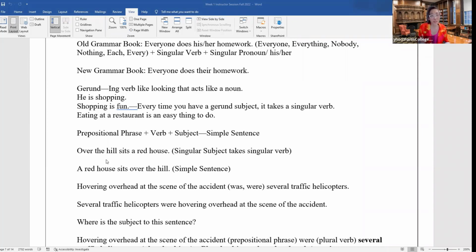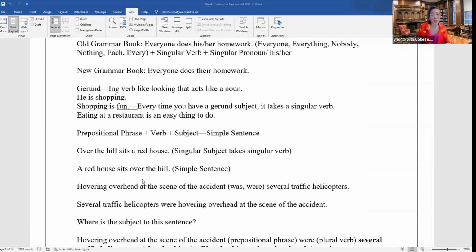So remember, a prepositional phrase shows time and place. So over the hill is not the subject, it's just a prepositional phrase. Then sits is the verb, and then a red house, that's the subject. And therefore, when you have the subject, a red house, which is a singular subject, then it takes the singular verb sits. So this means exactly the same thing. Over the hill sits a red house means exactly the same thing as a red house sits over the hill.